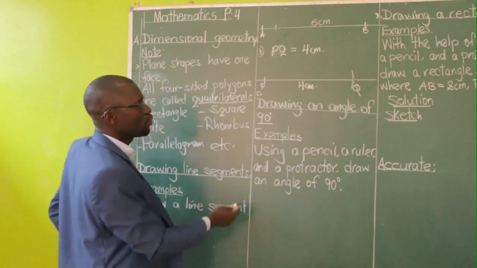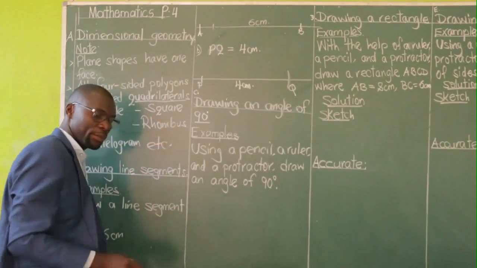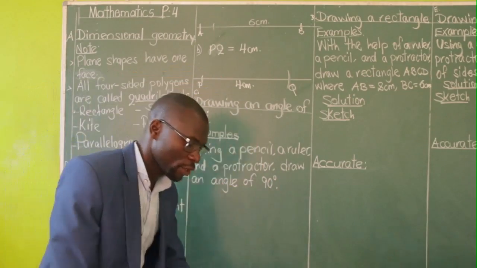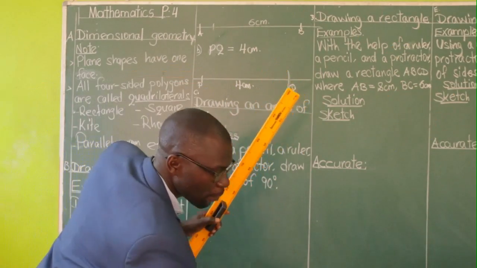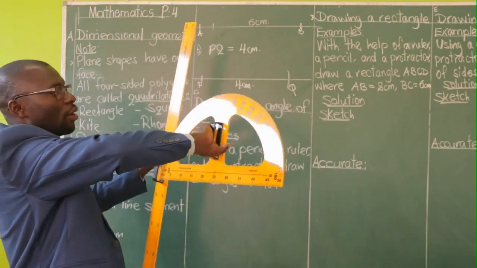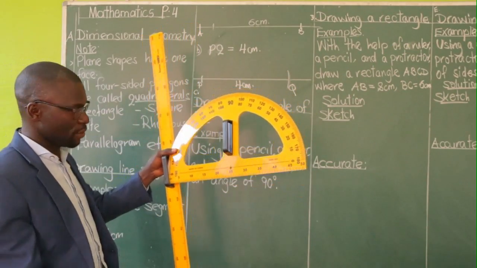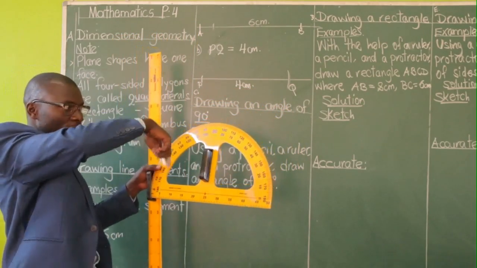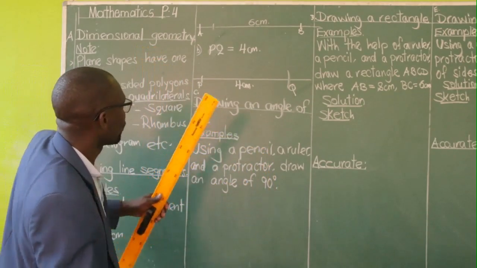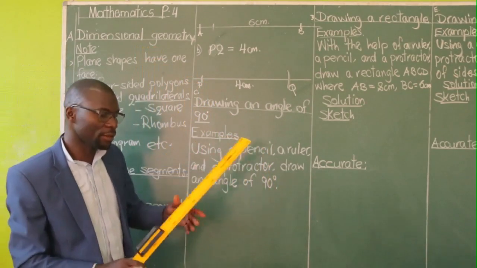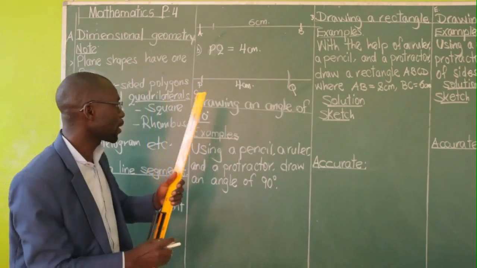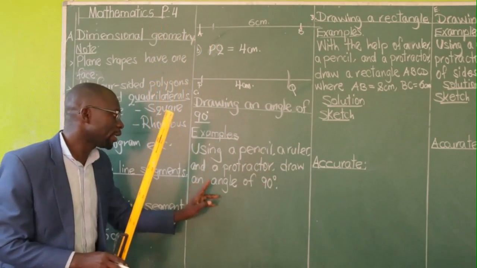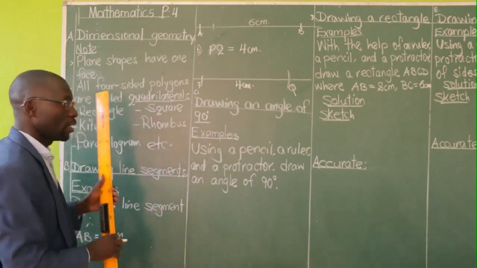The next part here is drawing an angle of 90. Drawing means we are not going to use a pair of compasses. We are just going to draw using a ruler and then a protractor. This one is called a protractor, whereby the units here are degrees. So we have 0 here and then 0. It has two scales, the inner scale and the outer scale. So we have an example here using a pencil, a ruler, which is this one, and a protractor. Draw an angle of 90 degrees.